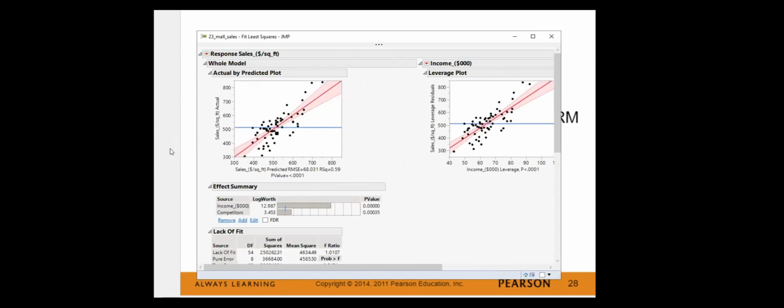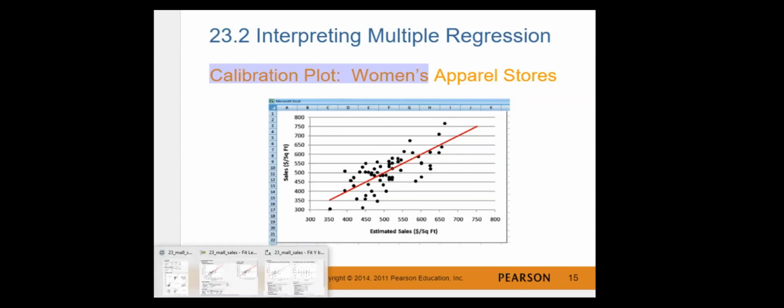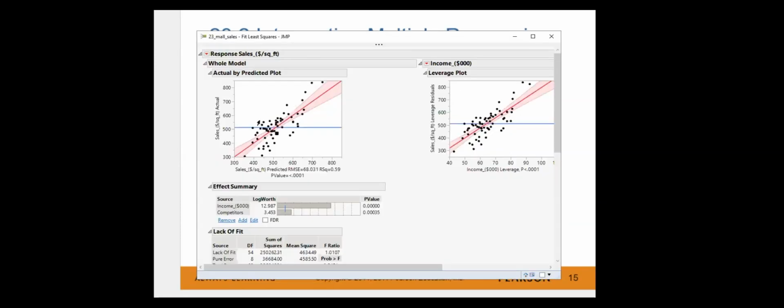And this plot, let me find that plot. Slide number 15. Slide number 15 is the calibration plot, right? You see that it's estimated sales and sales. That's the same thing we have here: estimated sales using the formula, and actual sales. Okay, so what else do we have?